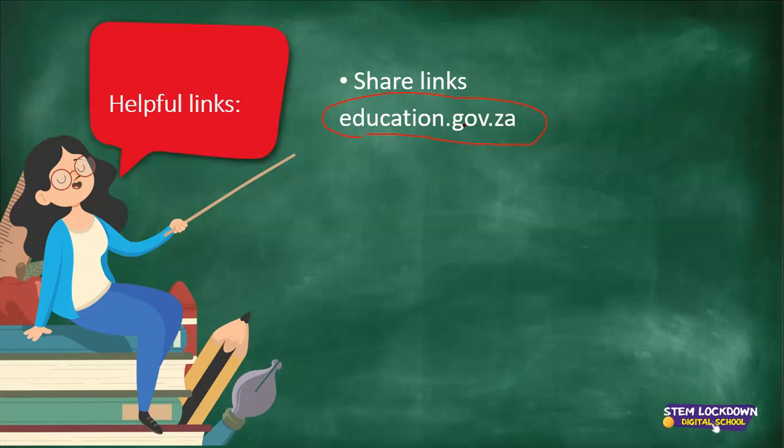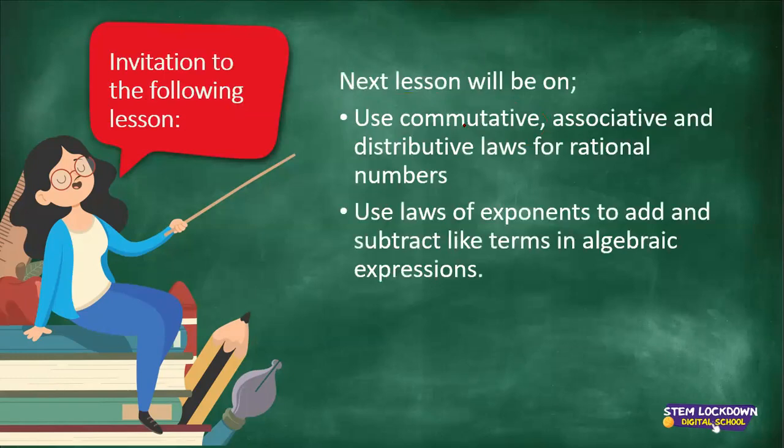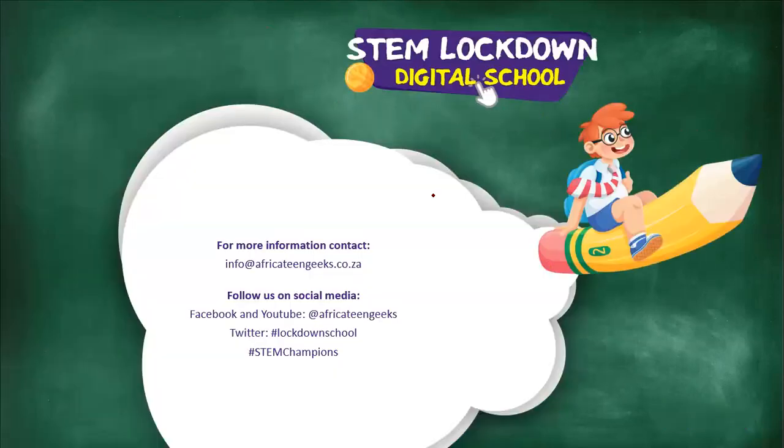Tomorrow's lesson, we'll be looking at the commutative, associative, and distributive laws for rational numbers, and also the laws of exponents, and how to add and subtract like terms. This is tomorrow's lesson. So today's lesson is up.